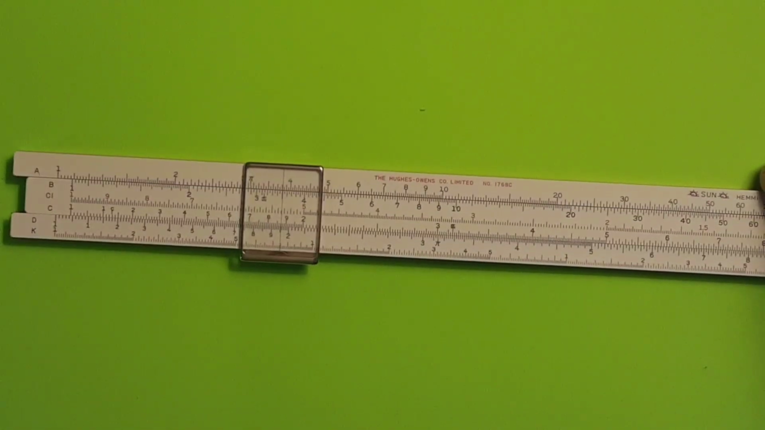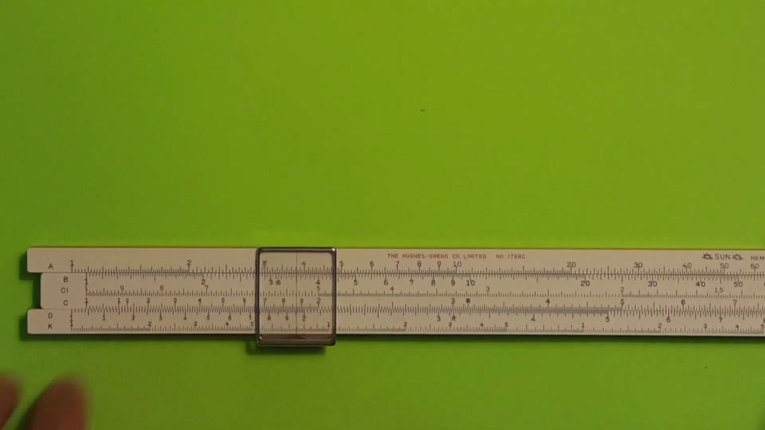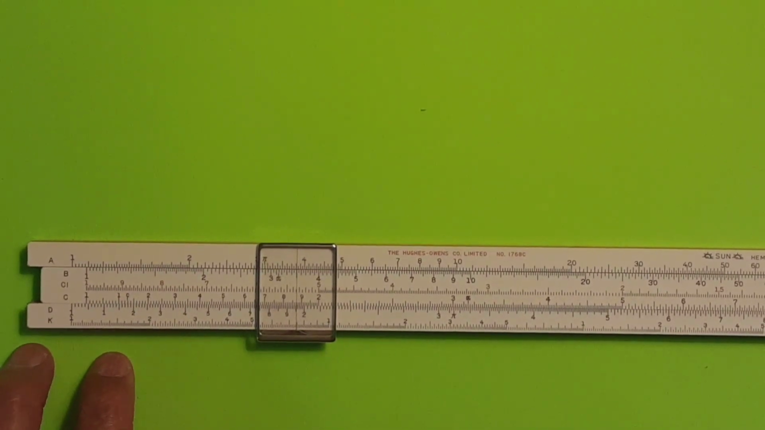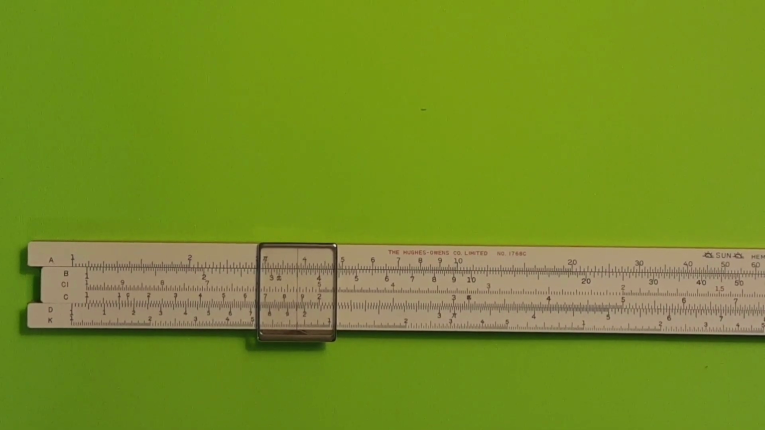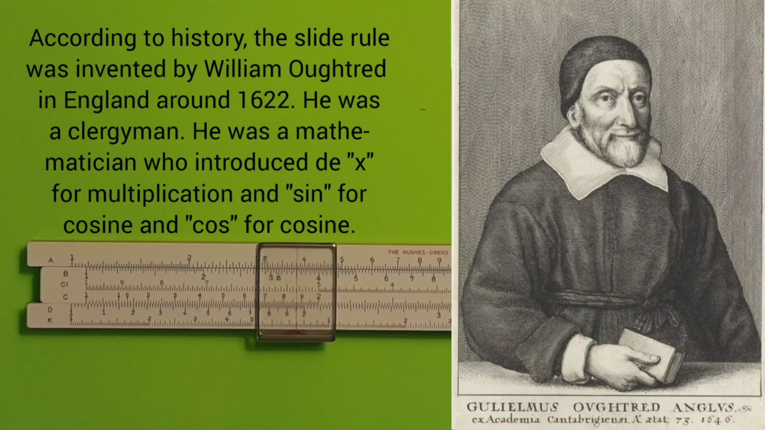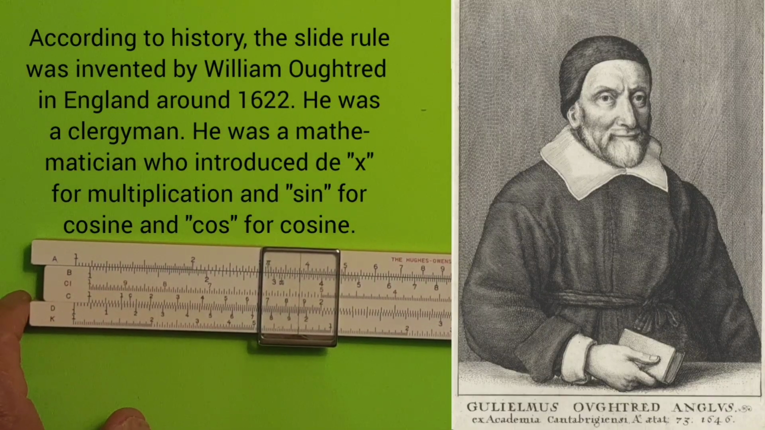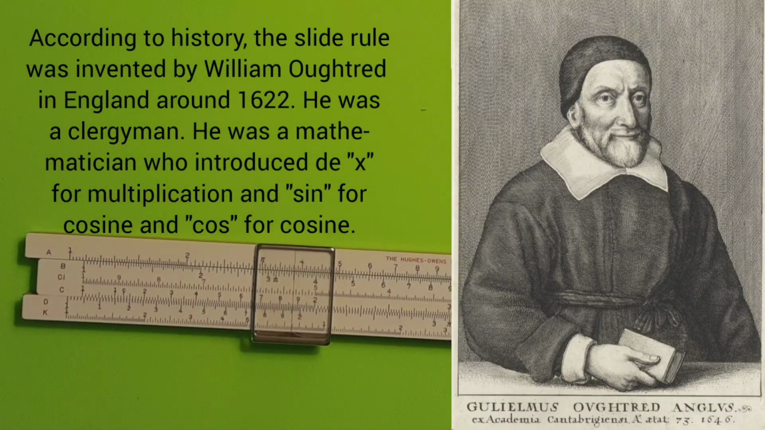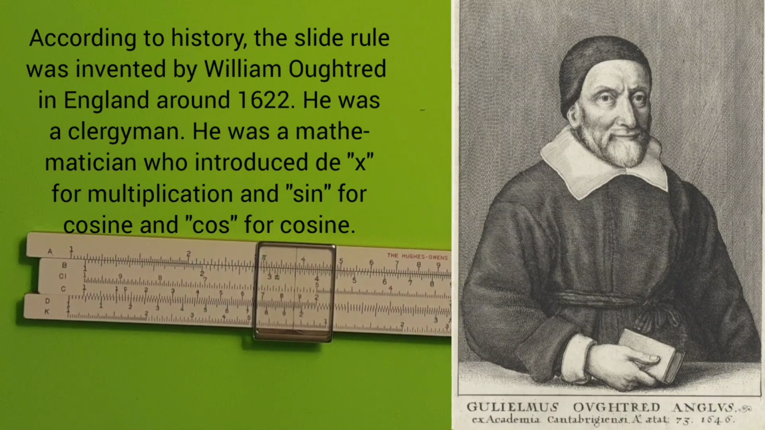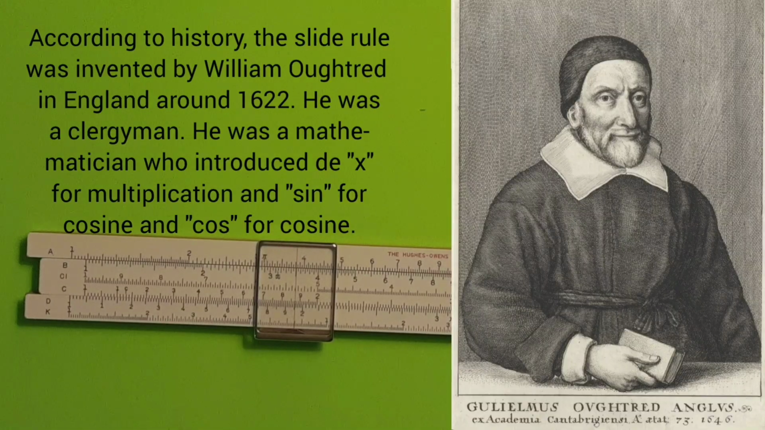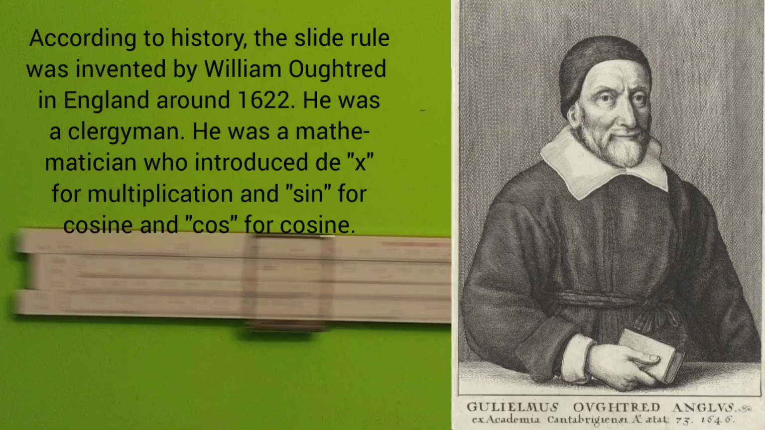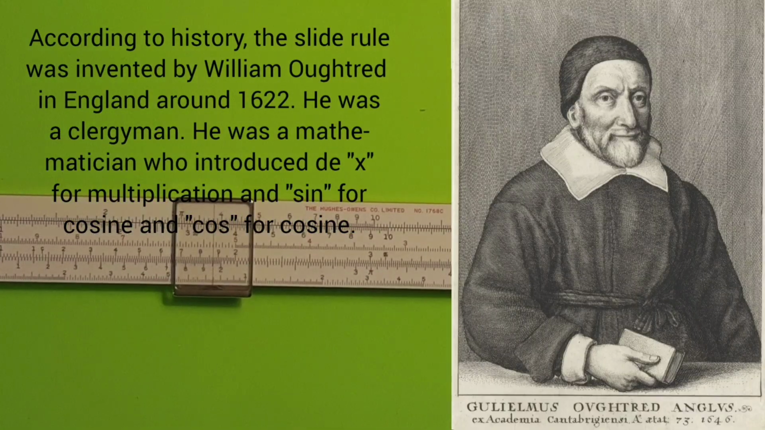Yeah, and that is the slide rule. It was invented in England around 1620 or 1622 and was the calculator for mathematicians, teachers, engineers, chemists, what else? Astronomers, everybody that deals with numbers deals with this rule, the slide rule.